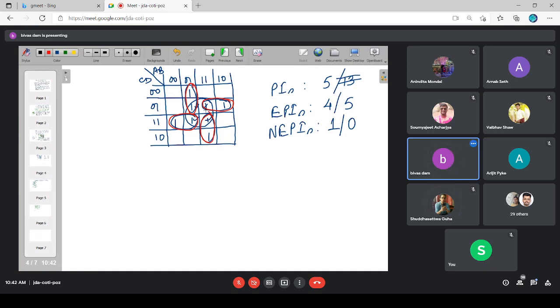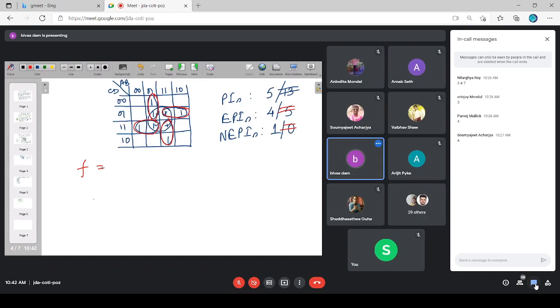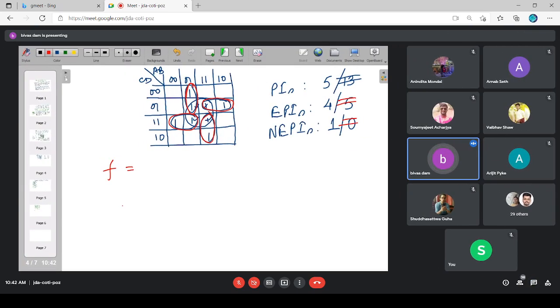So yes, there will actually be 5 PIs: 4 essential PIs and 1 non-essential PI. So in my function, we have to first include all the essential PIs. If I include this one, the function becomes A bar B C bar. So that means this one is already covered. Then let me go for this one. So that will be your A bar C D.